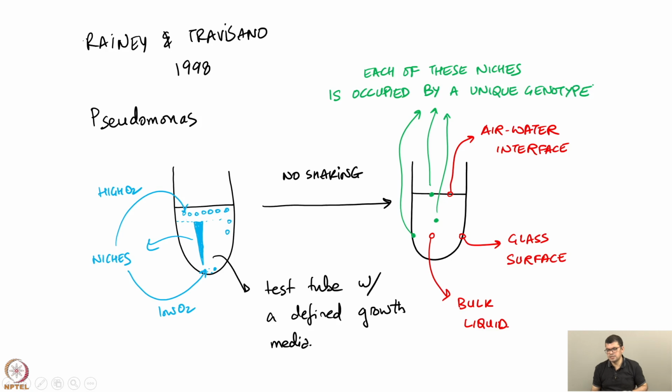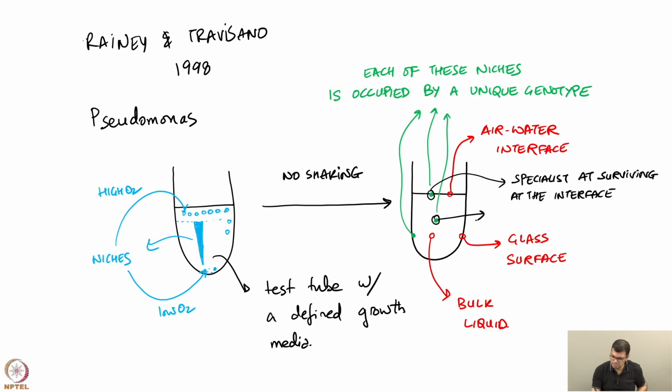And what was shown is that the number of mutations, so we can think of this as this particular genotype is the specialist at surviving at the interface. This one is a specialist in surviving in bulk, and this is the specialist which survives best at the glass surface. So, this adaptive radiation of just starting with a single genotype into these three specialist genotypes fairly fast was sort of an important study in this context of understanding processes that lead to generation of diversity.